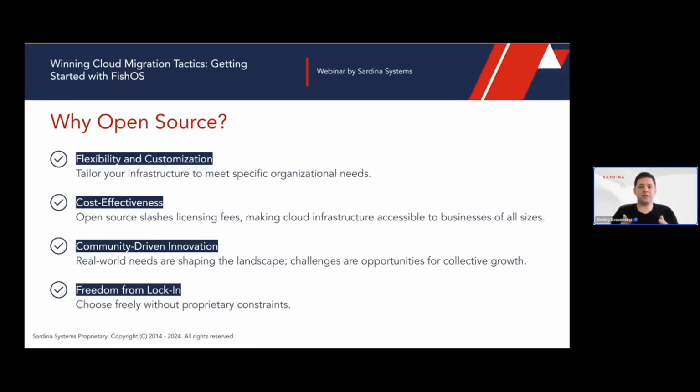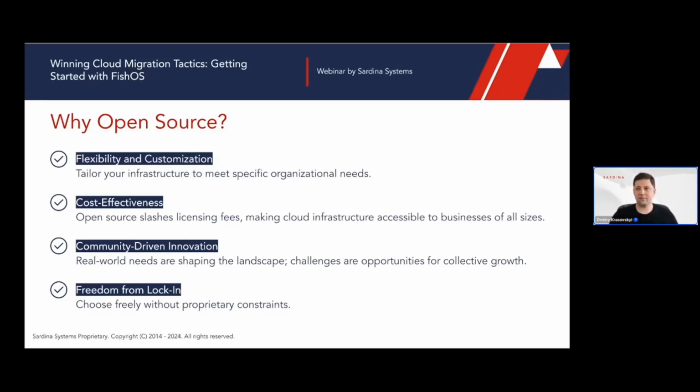Firstly, it's about flexibility and customization. With open source, you can set up and configure your infrastructure to meet all your organization's specific needs. Secondly, it's cost effectiveness. With open source, make a cloud infrastructure accessible to businesses of all sizes by reducing license fees. We are talking about optimizing your budget while maximizing your capability.